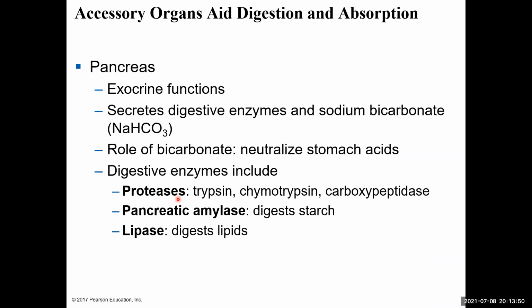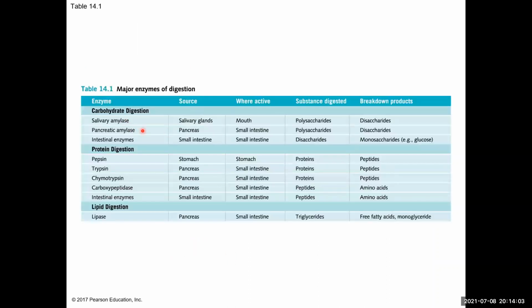Proteases digest different kinds of proteins, and lipases digest lipids, helping break those lipids down. Here is a summary table from your book. It shows the enzyme, the source, where it's active, what it digests, and the products that it leads to.